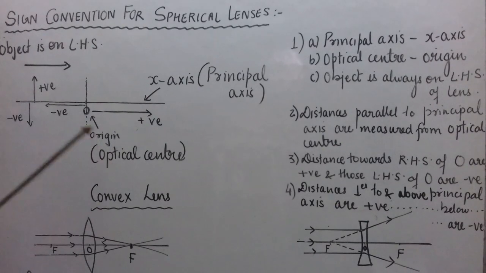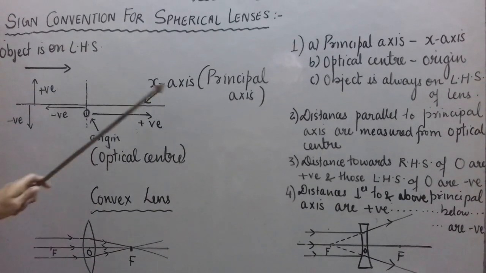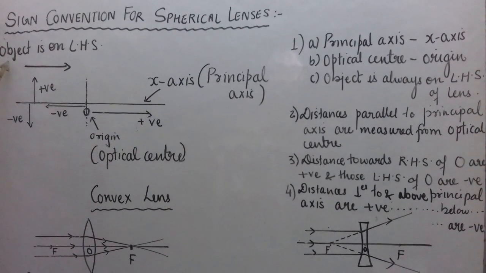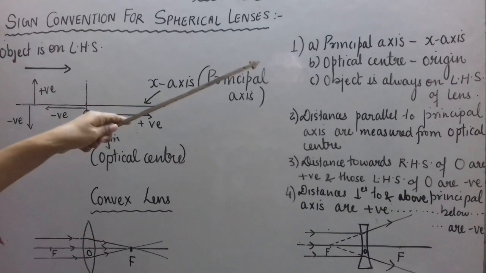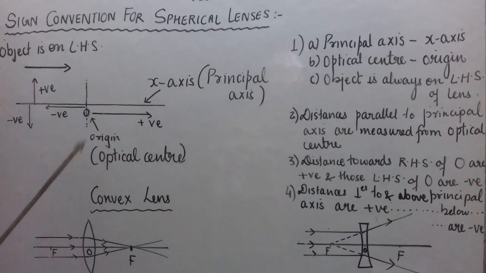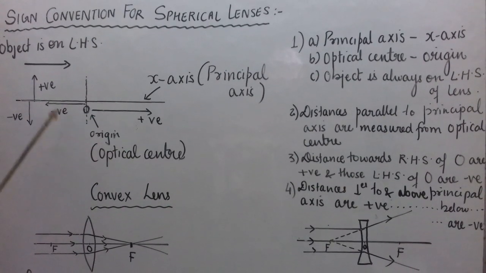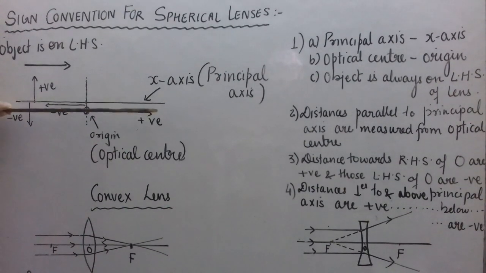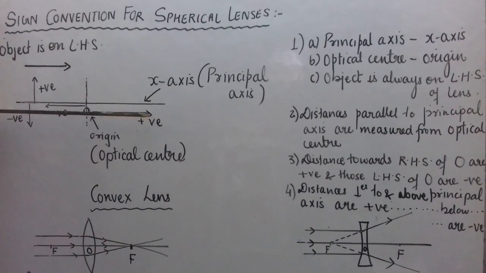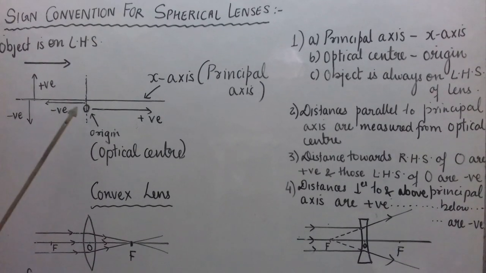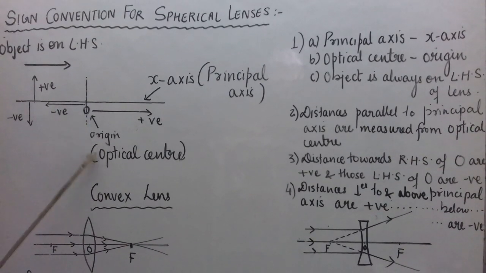So these three things, origin, x-axis and object is always on the left hand side, these 3 points should be covered under one point. Secondly, here all the distances which are parallel to the principal axis, which are those distances u and v, object distance and image distance, they are measured from the origin, that is optical center.